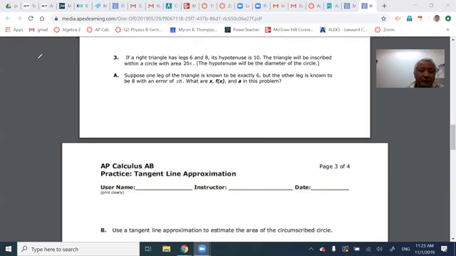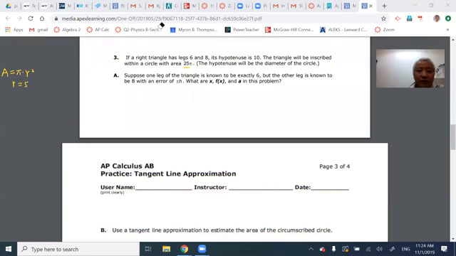The story is this. We have a circle. They told you that the area of this circle is 25 pi. So we know that the area equals pi r squared, right? That means r is 5 here, so the diameter will be 10.